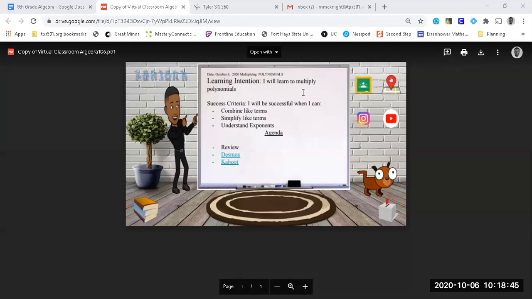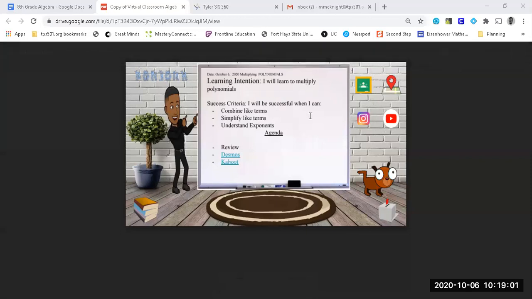For today, we're going to be learning how to multiply polynomials. We've been doing this, but we're just going to take it up a notch higher. Just as a review, in order to be successful at this, we need to be able to combine like terms, simplify like terms, and also understand exponents. Whenever we're multiplying terms, we add the index, and if we're dividing, we subtract them.